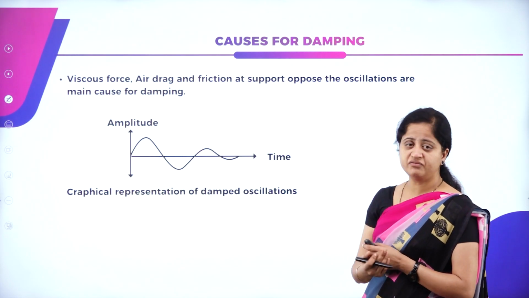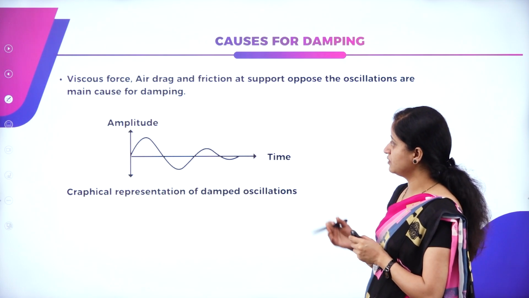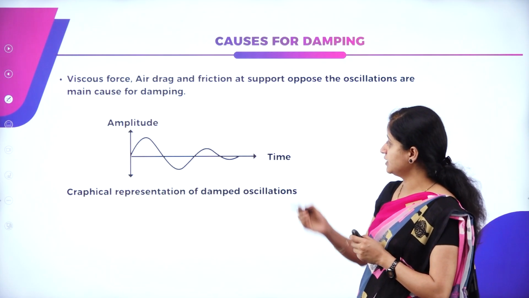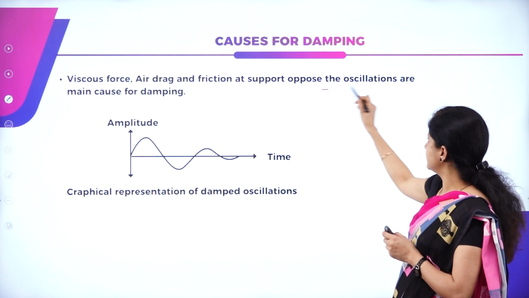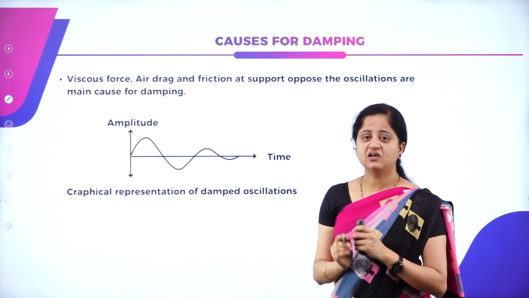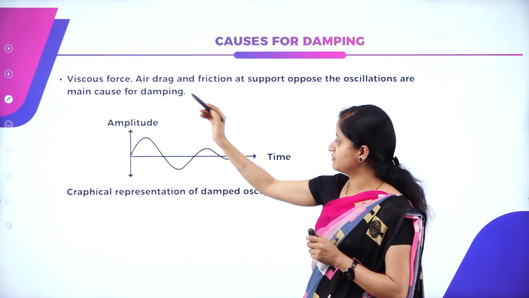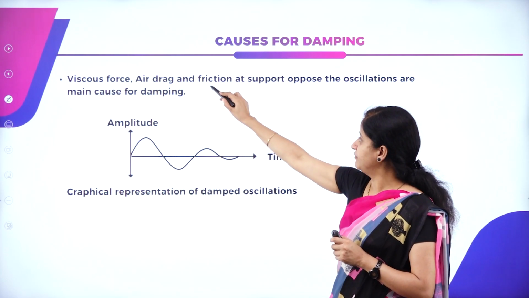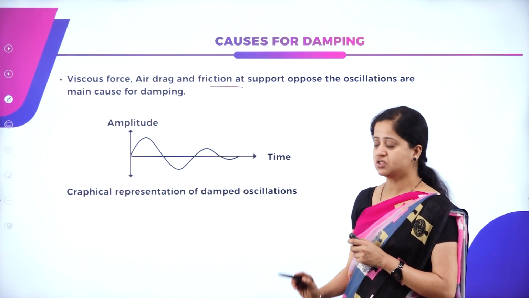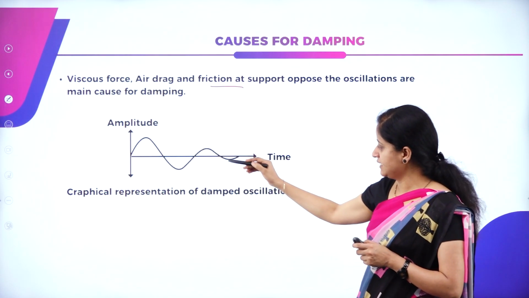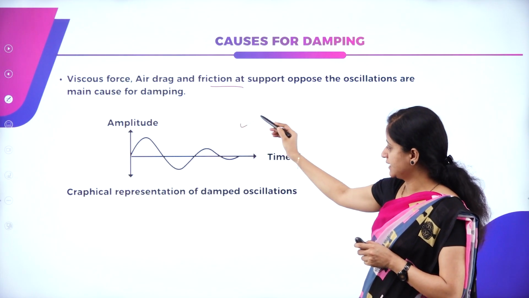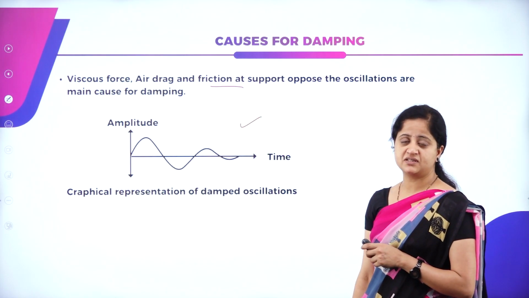And the causes of damping are the viscous force, air drag, or friction at the support, which oppose the oscillations. So the main causes for damping are viscous force, air drag, and the friction at support. Because of this, the amplitude will decrease gradually. So this is the graphical representation of damped oscillations.